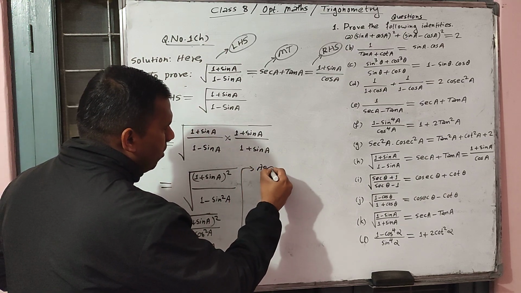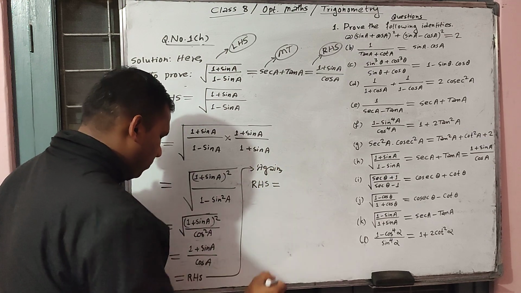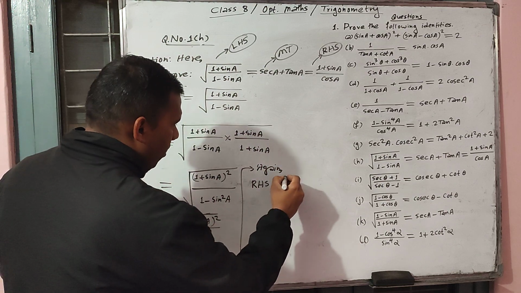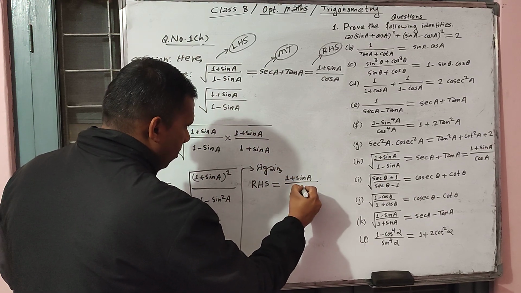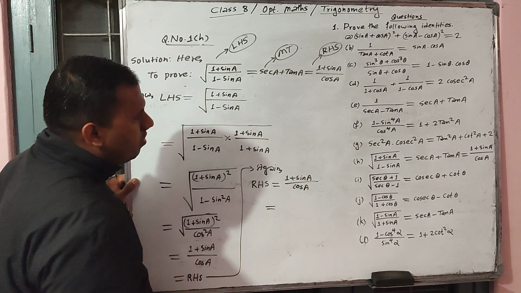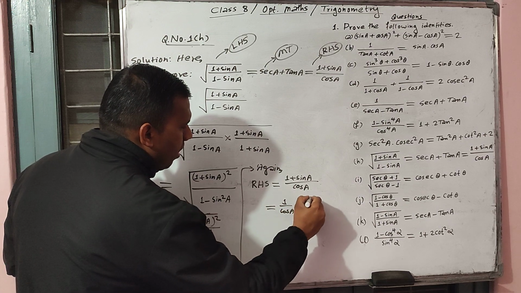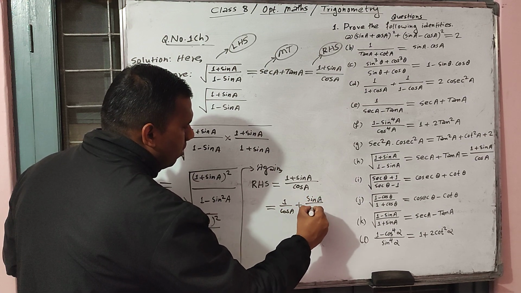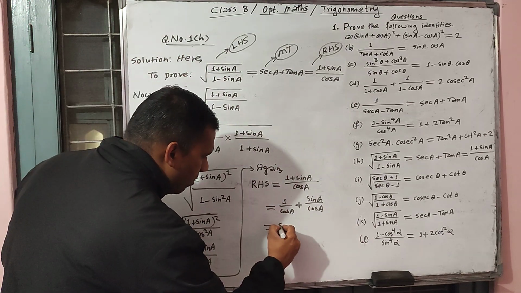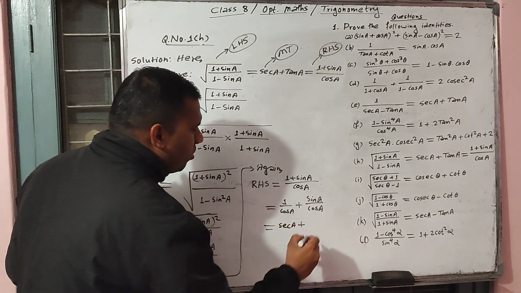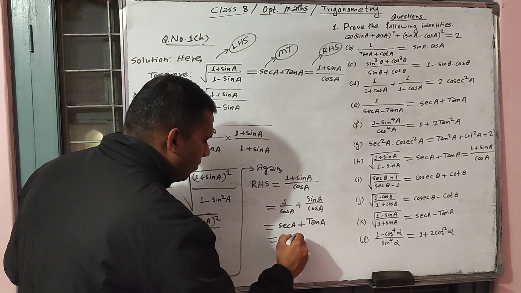Again, RHS equals (1 plus sin A) all upon cos A. This equals 1 upon cos A plus sin A upon cos A. So 1 upon cos A is sec A, plus sin upon cos A, that is tan A. This is the middle term, empty.